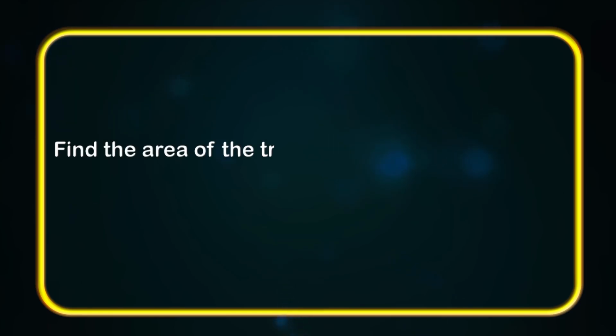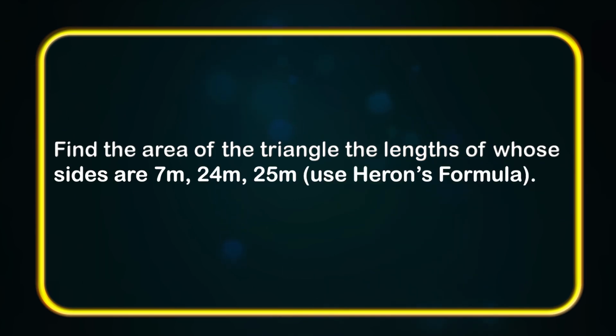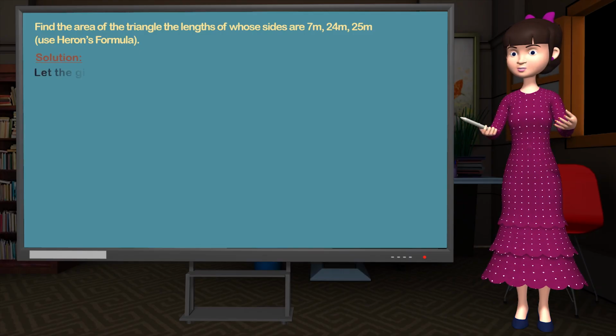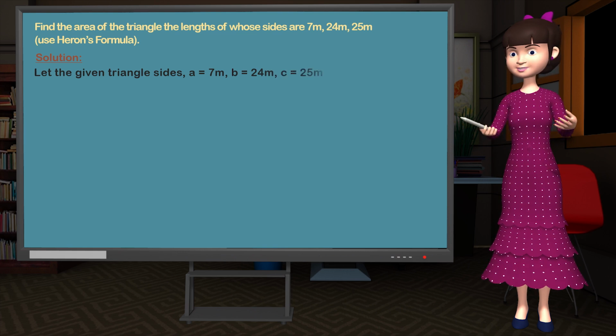Find the area of a triangle whose sides are 7 meters, 24 meters, 25 meters. Use Heron's formula. Solution: Let the given triangle sides be a = 7 meters, b = 24 meters and c = 25 meters.